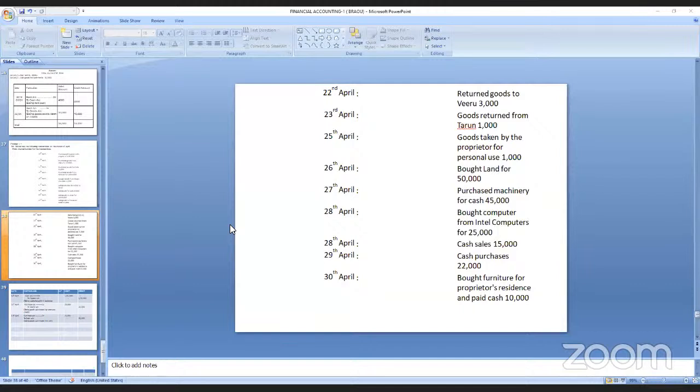Viru account debit to goods returned account. Viru account debit to return goods account. Yes, you can also write return outward to Viru account.